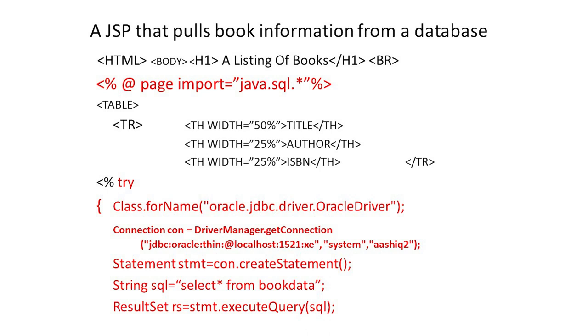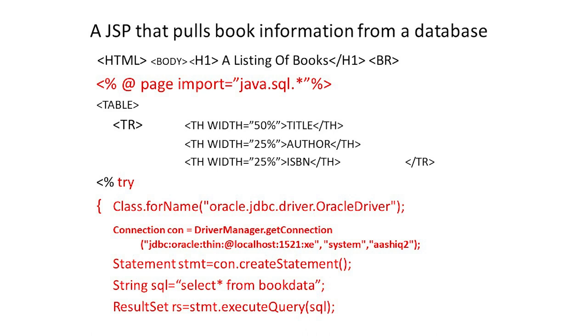And now in the second line we will write the connection string: Connection con equals DriverManager.getConnection, jdbc:oracle:thin:@localhost:1521:xe. Xe is the DSN name and 1521 is the port number, and localhost means the same computer is used as the server. This jdbc:oracle:thin is the connection string, and system is the username and the other value is the password. So by this configuration we will connect with the server.